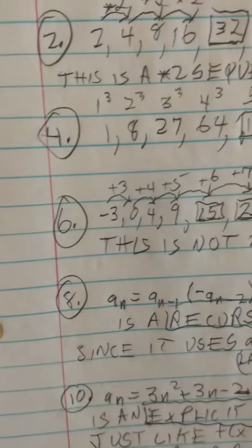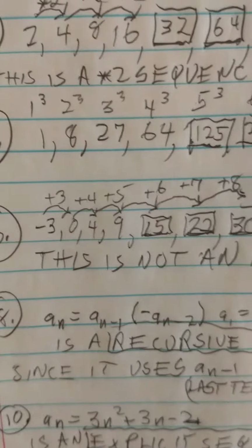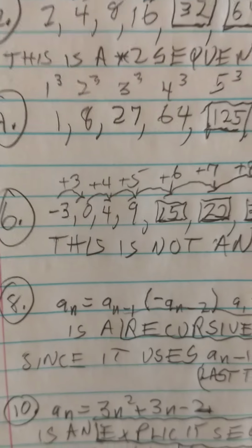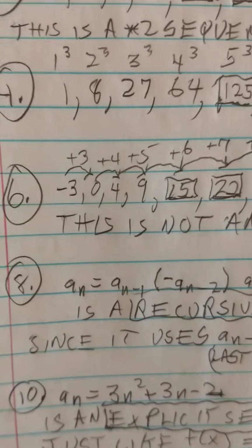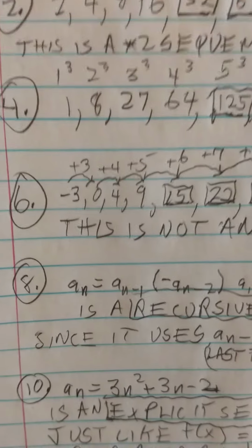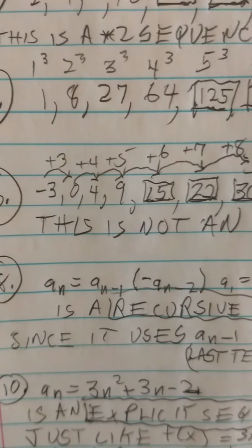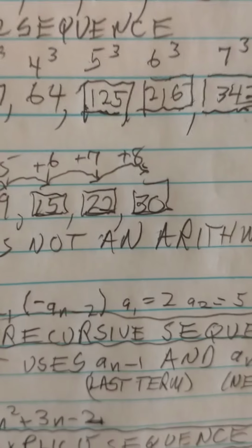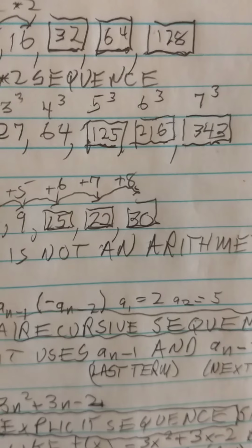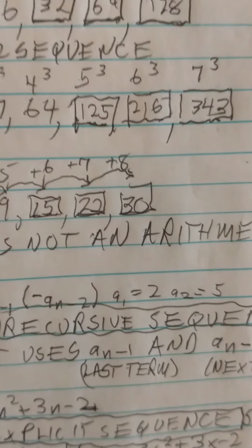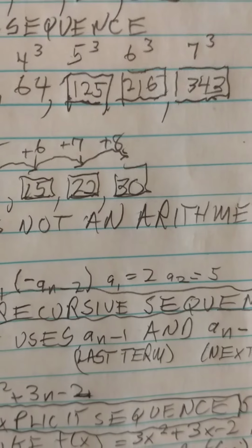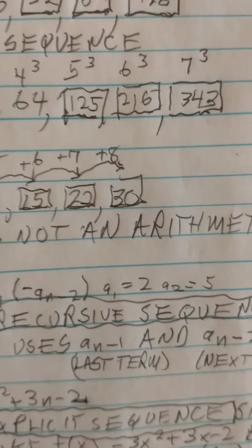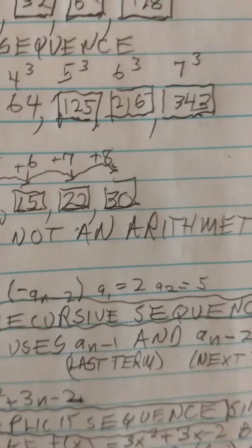Okay? Now for problem 4, we recognize this from our example. 1, 8, 27, 64 is the first four cubes. So we realize that it's 1 cubed, 2 cubed, 3 cubed, 4 cubed, so the next three would be 5 cubed, 6 cubed, and 7 cubed. Now remember how to do that on your calculator. 5 power 3 would be 125, but really do this with me. 6 power 3 would be 216, and 7 power 3 would be 343.